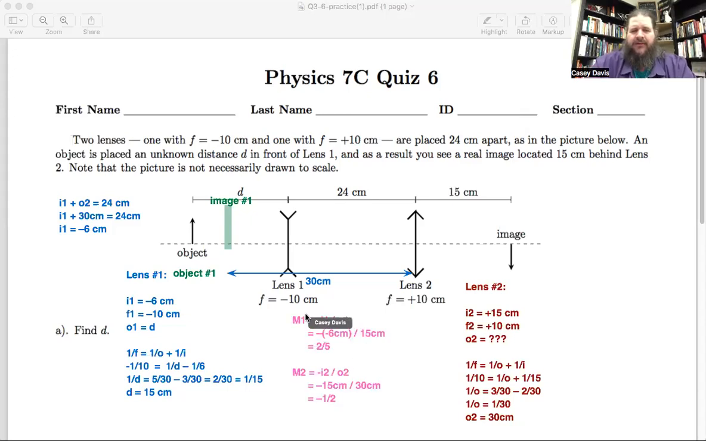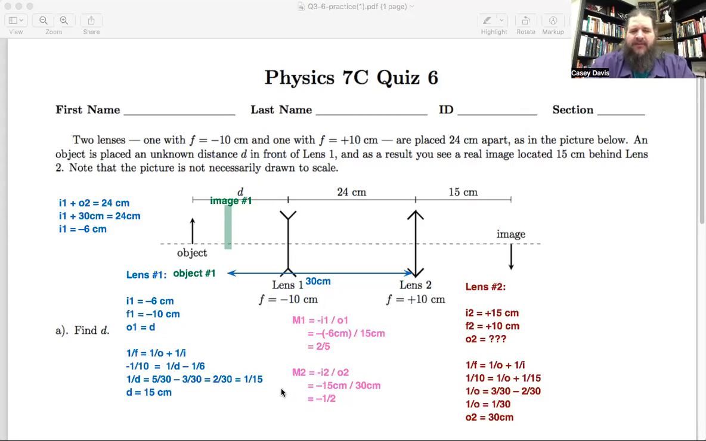In other words, lens 1 creates an image that's 2/5 the size of the original object. Note that this is not to scale at all. It's right side up because it's positive. Lens 2 creates a new image that's half the size of that image from lens 1, and flipped upside down. Now that we know both magnification factors, how do we combine them to find the total magnification of this whole system?